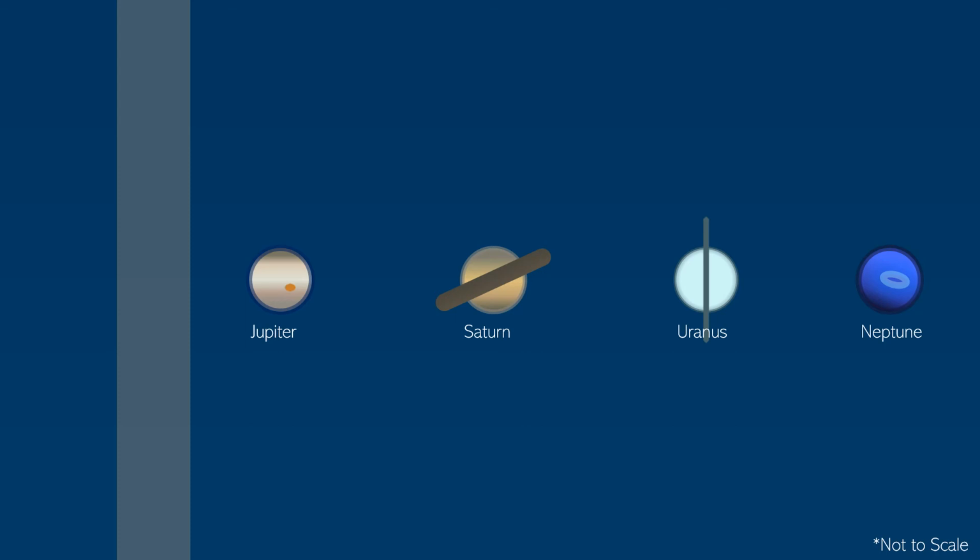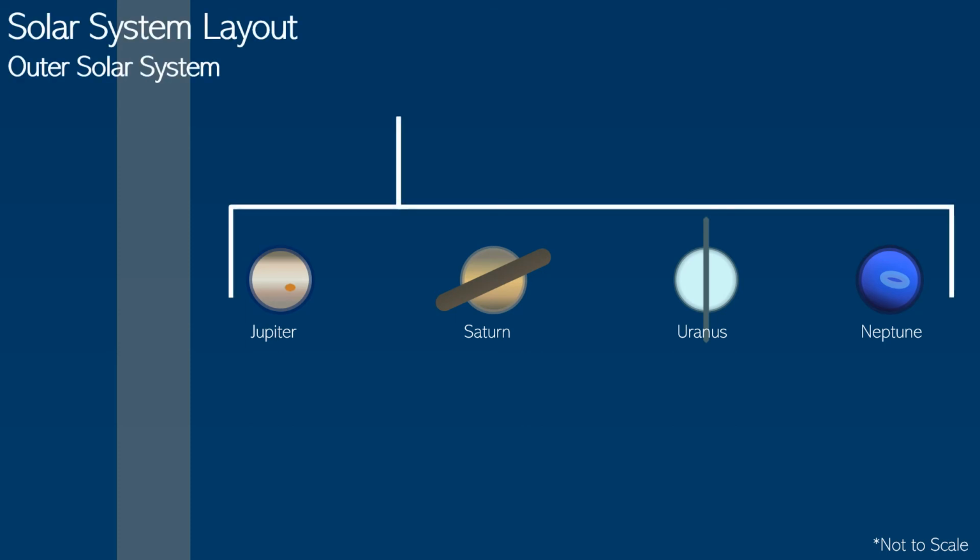Next up, we have the outer solar system. This part of the solar system lies in the cold zone and is made out of 4 planets. The first 2 of the outer solar system are Jupiter and Saturn, with Jupiter being the largest of all the planets in the solar system. These planets are extremely massive and are classified as gas giants.